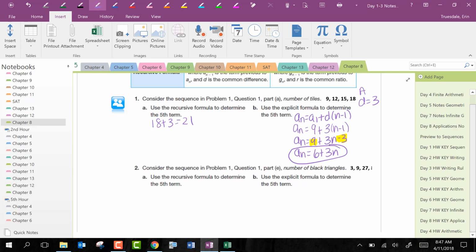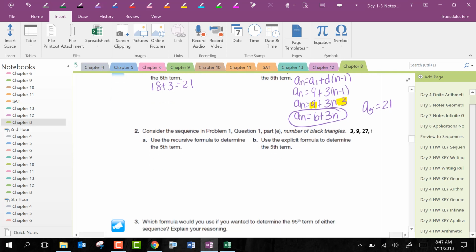Sure. Yeah, it doesn't matter what order you put that in because they're being added. Okay, so now if I ask for the 5th term here and you plug in 5, what do you get? 21. You get the same thing. Okay, so this is the general rule, and we're still getting 21 as the 5th term. So A5 would be 21. Okay, questions? Okay, let's do one that is geometric.